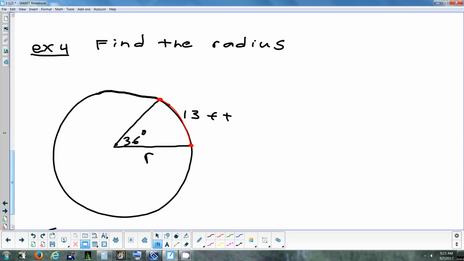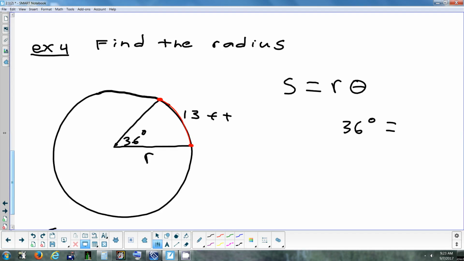Okay, how about Rudy? Can you remind me, what's my formula again? It's s = r theta. Okay. Before I plug into that, anything that I want to be careful about? Alex? Change the degrees to radians. Yeah, we have to change the degrees to radians.